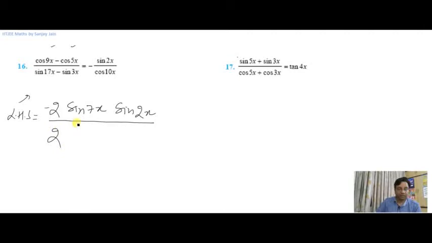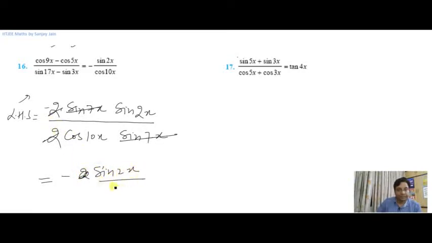So that will be 2, this is sine C minus sine D, so it will be 2 cos C plus D by 2, that is 10x, and sine C minus D by 2, that will be 7x. So if you see, sine 7x will be cancelled with sine 7x here, and this 2 will be cancelled with 2 here. So it will be minus sine 2x divided by cos 10x, which is my right hand side.